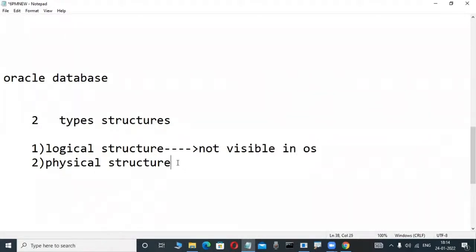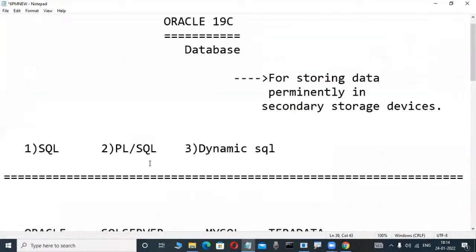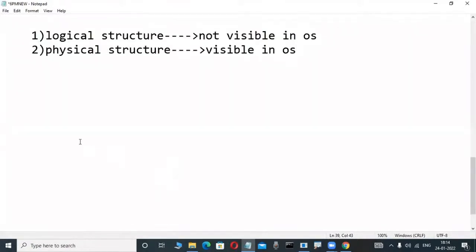A physical structure means whenever we are installing Oracle, SQL Server, DB2, these softwares, three physical files are created automatically, as I told in the previous classes. That's why a structure which is visible in the operating system is also called a physical structure. These are all the things I told in the previous class. Don't worry. Now observe it here.